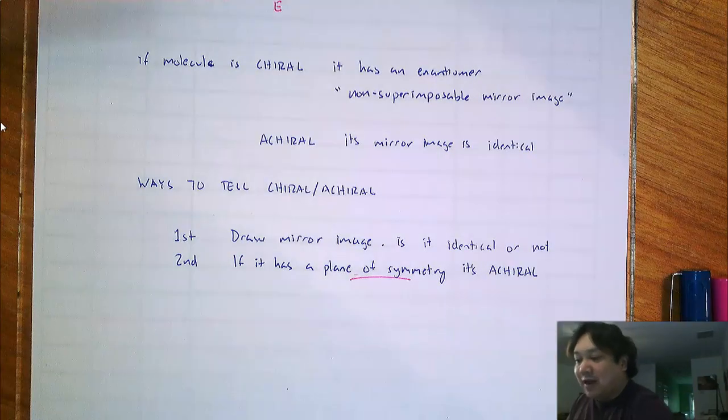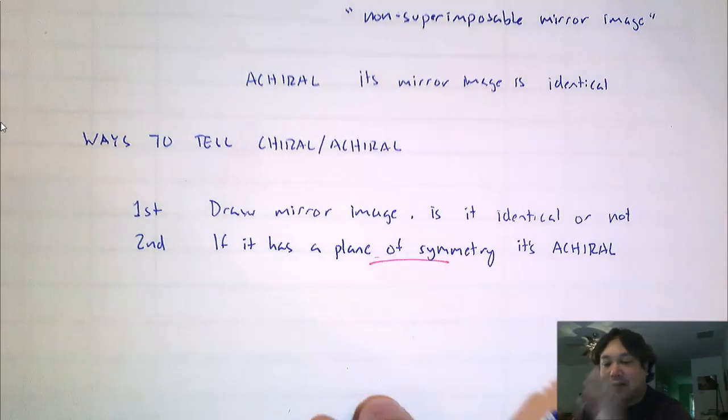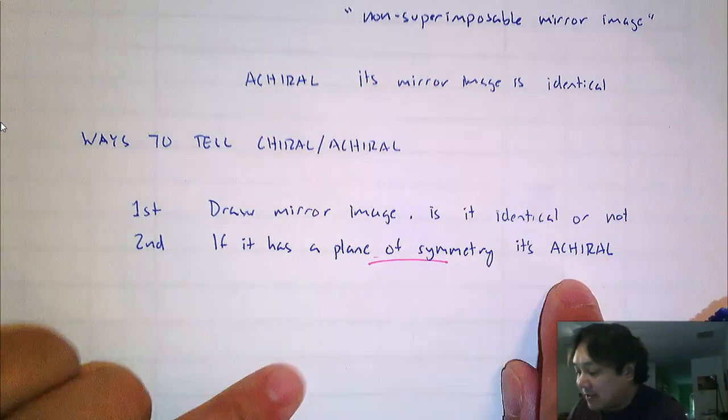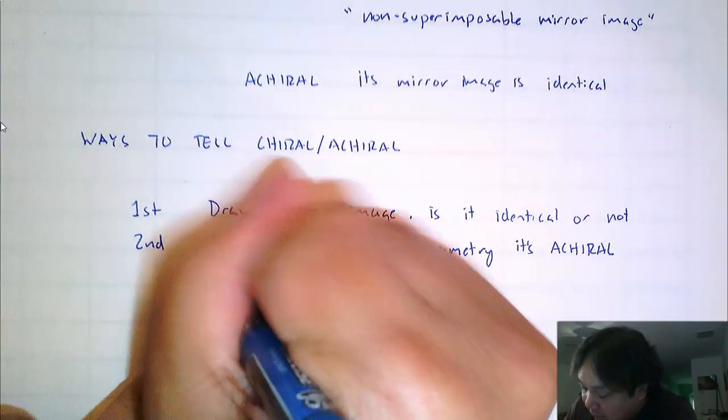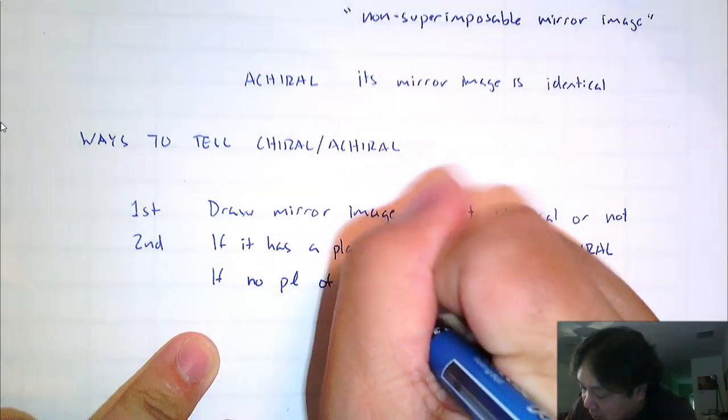Okay. I know I went through that kind of fast, but let me get this down in words. If you can identify somewhere that it has a plane of symmetry, it is achiral. If no plane of symmetry, chiral.